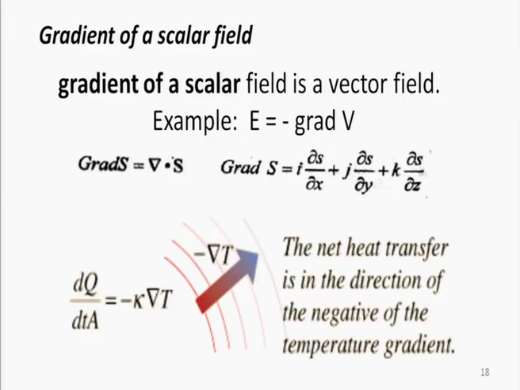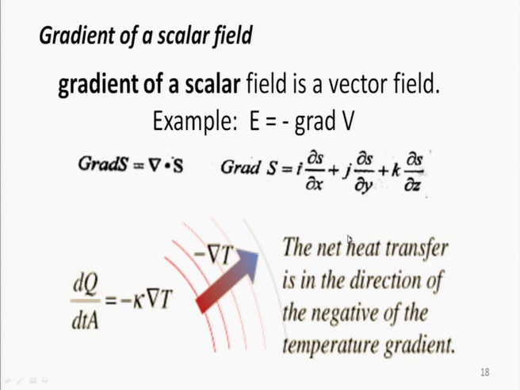We will talk about the gradient of a scalar field. Look into the monitor again. The gradient of a scalar field is represented by a vector E. E is equal to minus grad V, where V is a scalar value, the potential. E is the electric field. The gradient of S is represented by grad S, which is equal to del S, where grad S is equal to i ∂S/∂x plus j ∂S/∂y plus k ∂S/∂z.